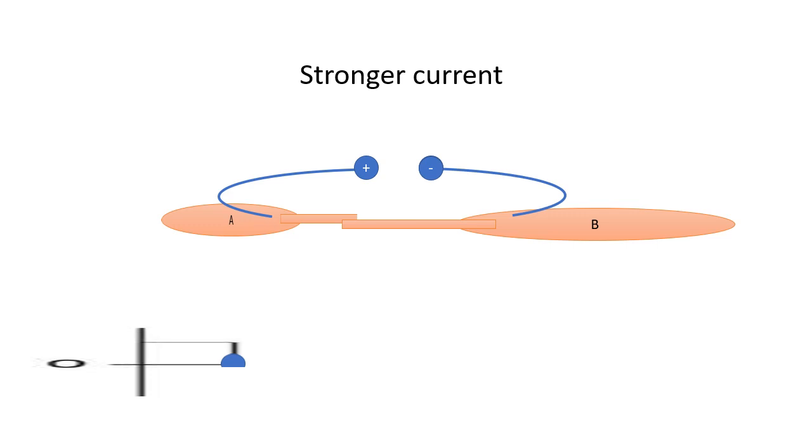Now as the current drops back to 0, again there is a muscle contraction. However, this time, instead of muscle B, the contraction is in muscle A, which is connected to the anode.